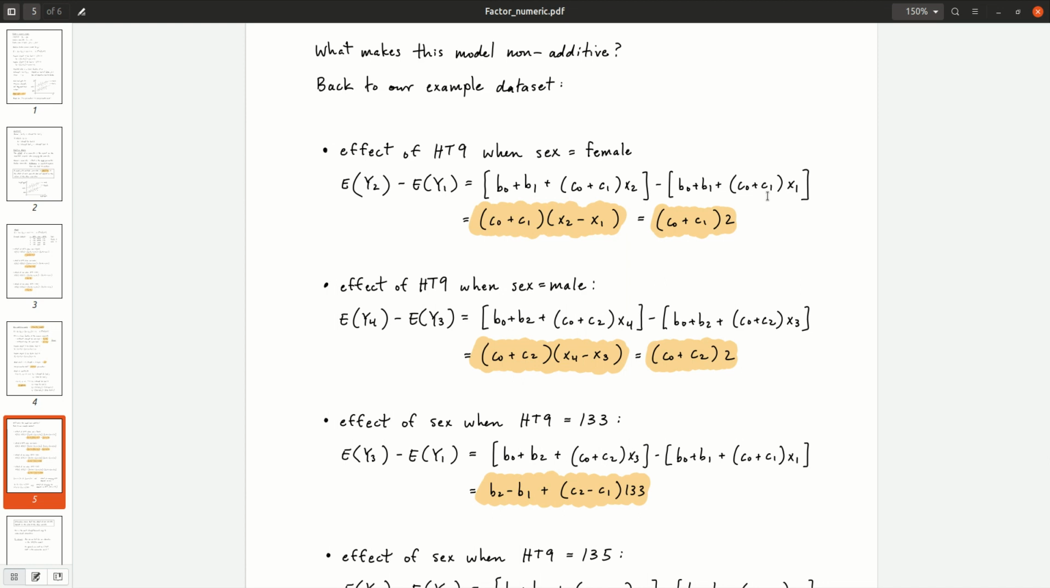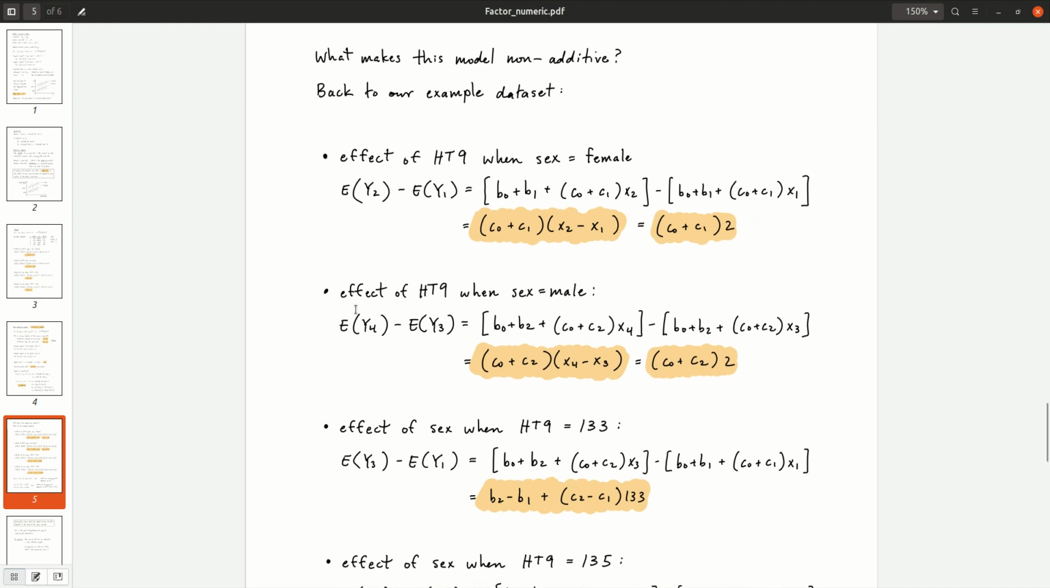And if you take the difference between these two, the b's are going to cancel. You get C0 plus C1 times the difference in the numeric covariate. In this case, the difference in the numeric covariate was 2. It was 135 minus 133. So this is the effect of height when sex is female: C0 plus C1 times 2.